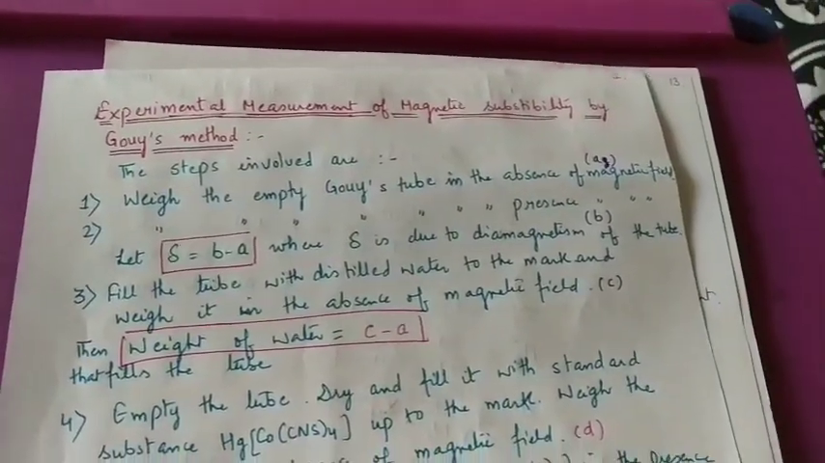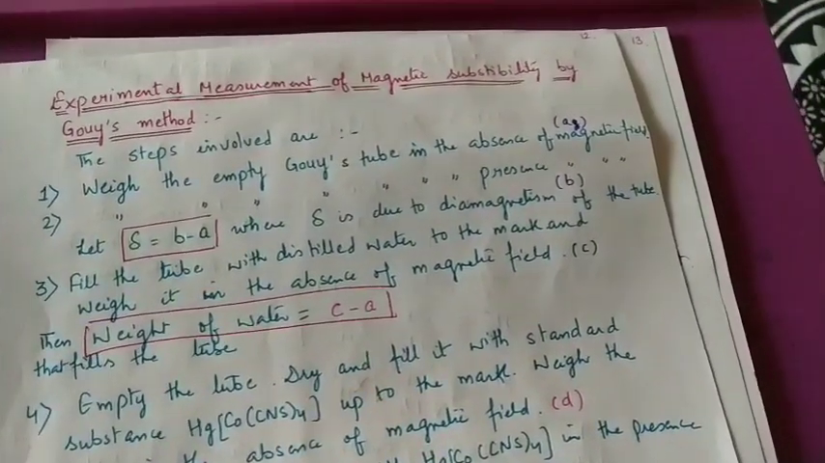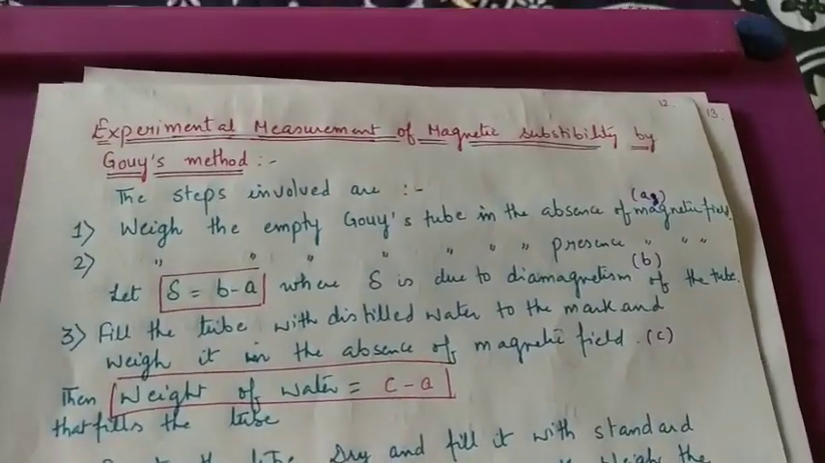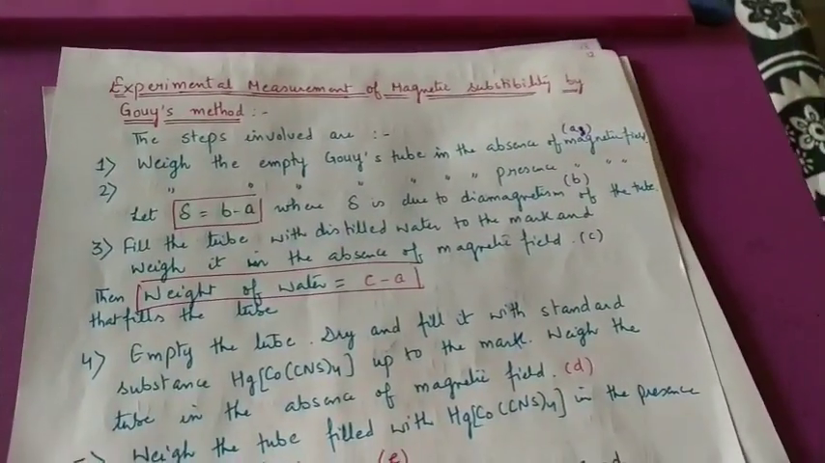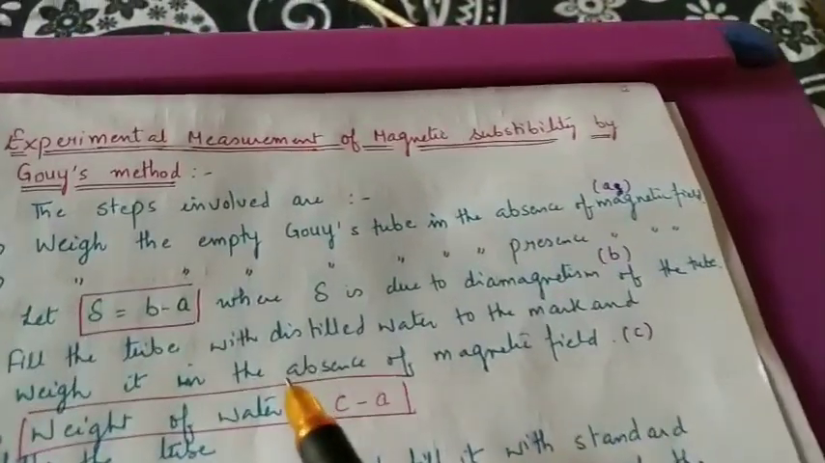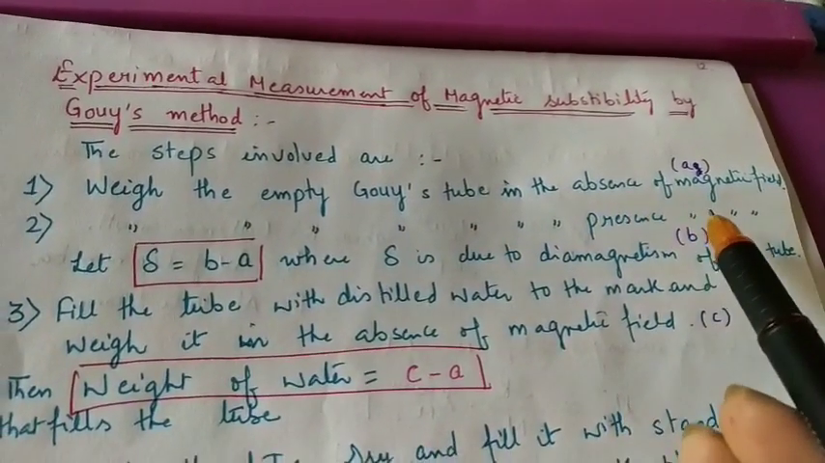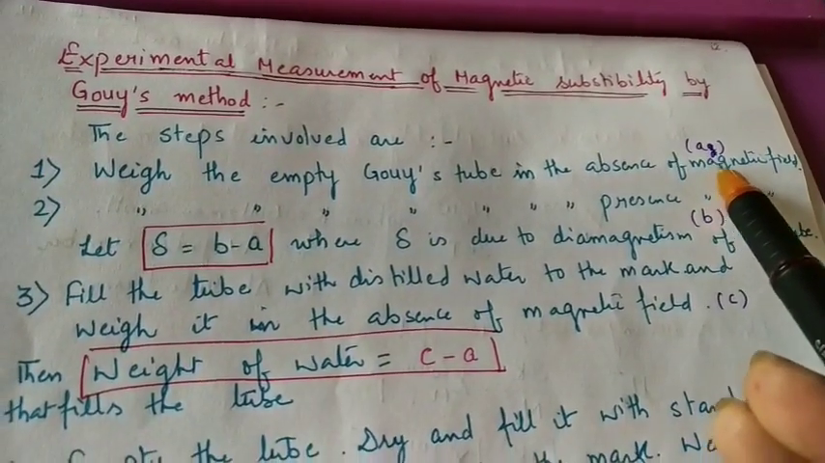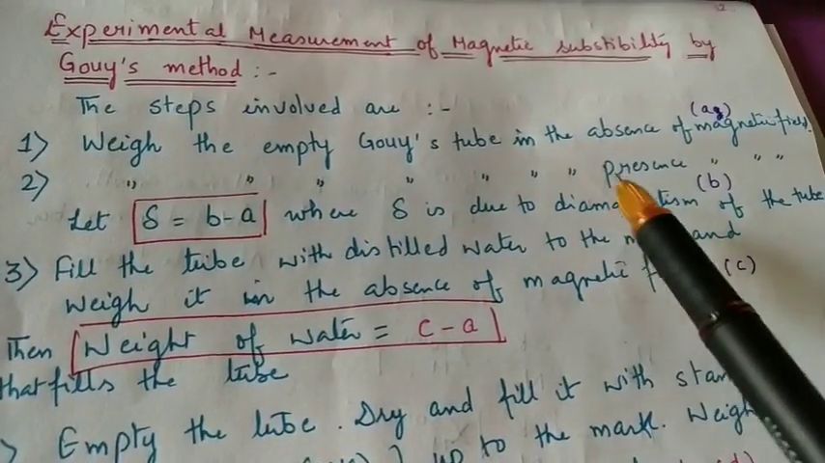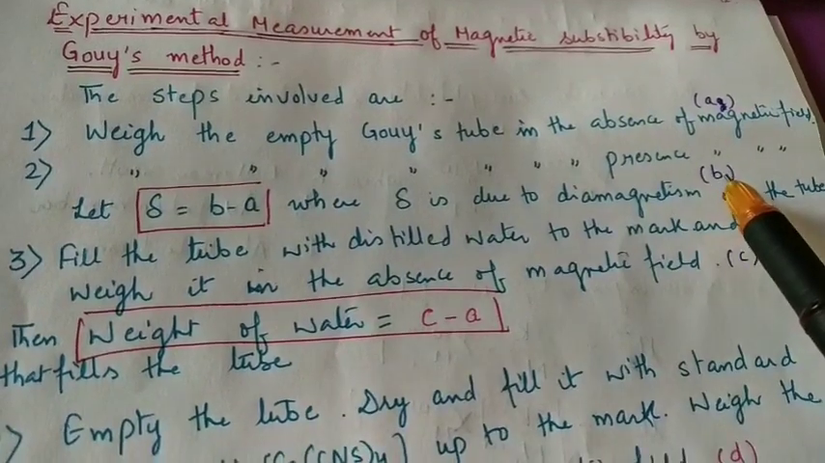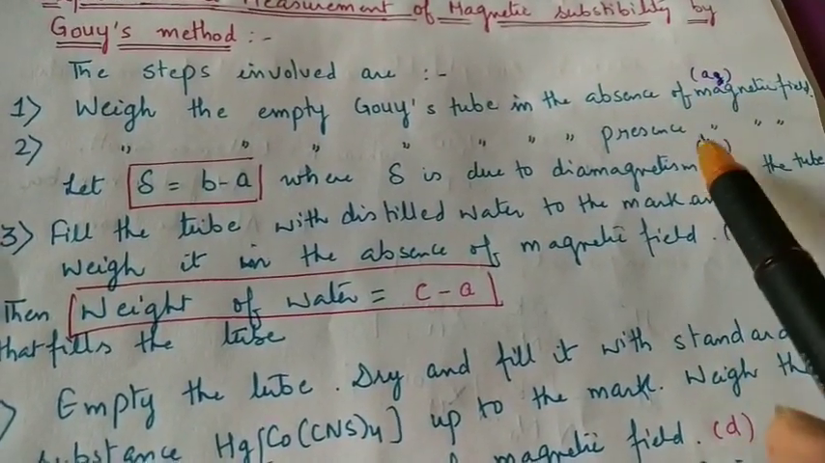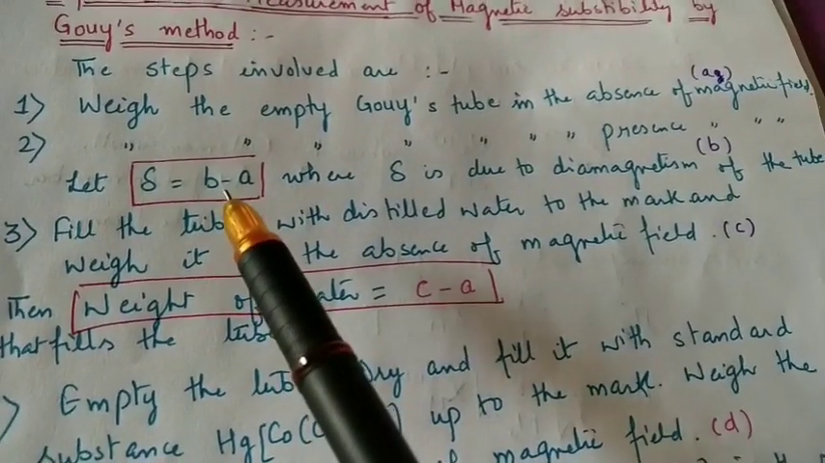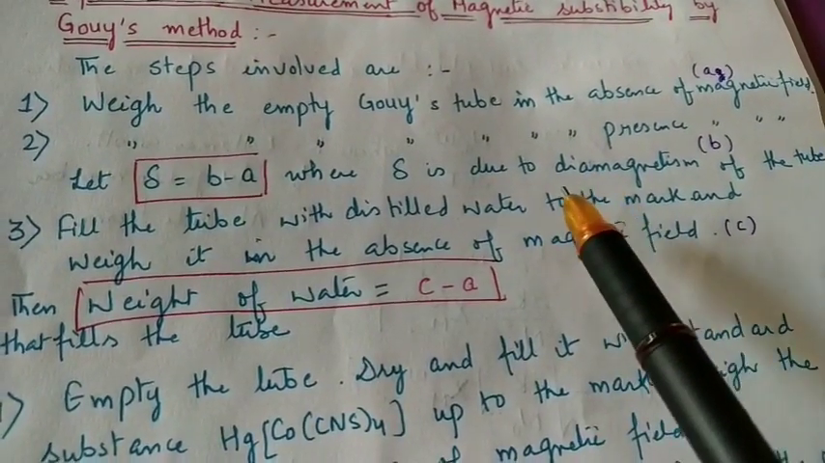Now how can we experimentally measure the magnetic susceptibility by the Gauss method? These are the steps which we applied when we performed this experiment in the lab. Number one, weigh the empty Gauss tube in the absence of magnetic field. Say the value comes out to be A. Then weigh the same tube in the presence of magnetic field. The value comes out to be B. Then the difference of these two is equal to delta, which is due to the diamagnetism of the tube.